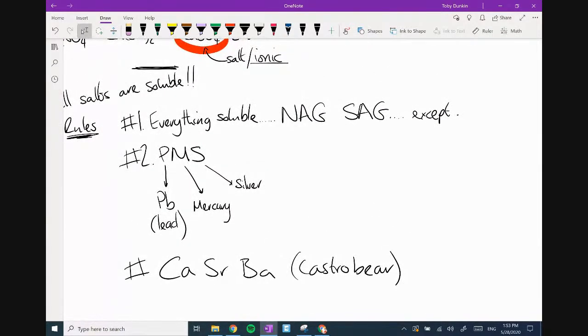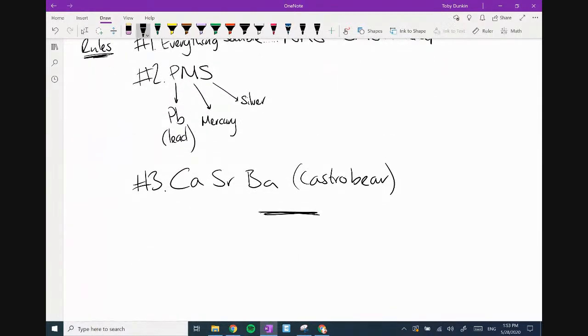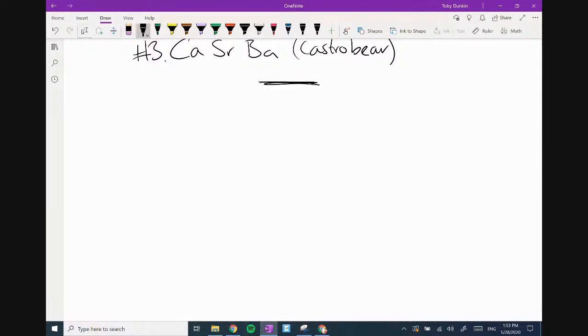So there's three rules. Suddenly realize I've missed my three. Three rules: Castro Bear, PMS, and then everything else. So how does this now get linked to NAGSAG? We need to write down what each of these translates to. Rule number one was everything is soluble.